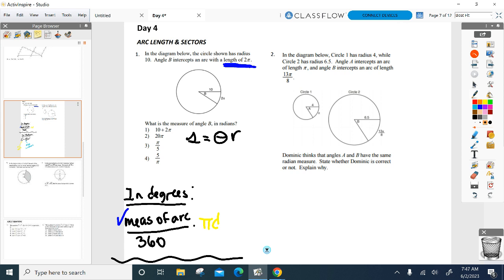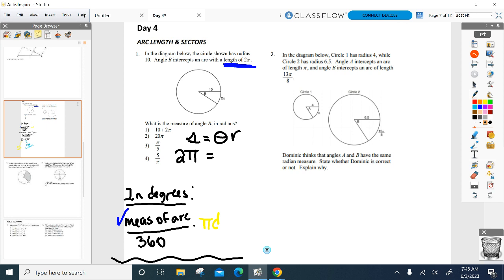Arc length is already given. That's 2 pi. Where's that going to go in for? What's the 2 pi represent? Arc length, right? And what variable represents arc length in this formula? We just wrote it down. The S. So 2 pi is going to go in for S. That's the arc length. Equals, theta is my angle. That's what I'm looking for, right?